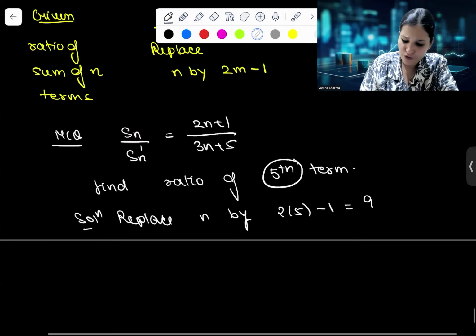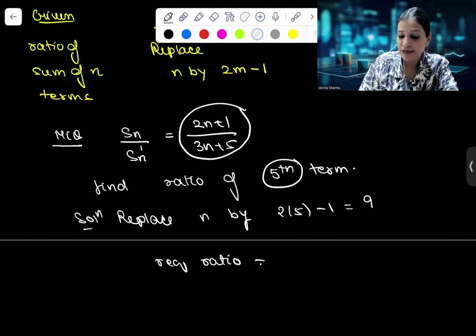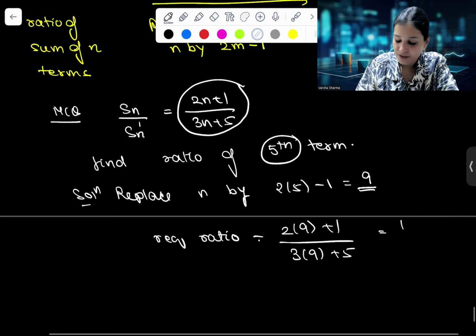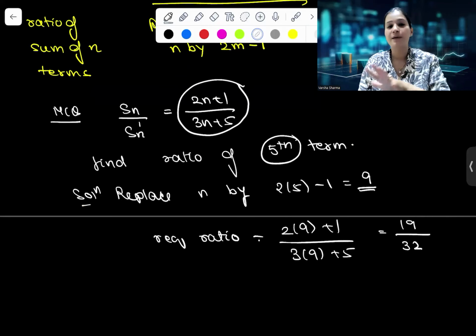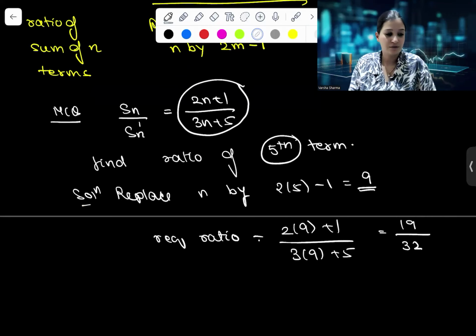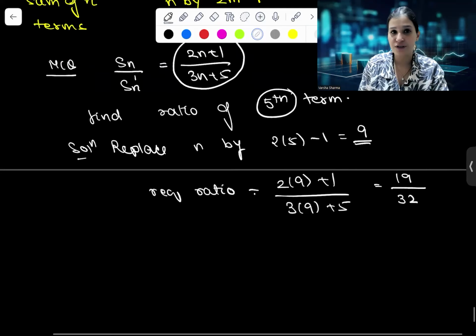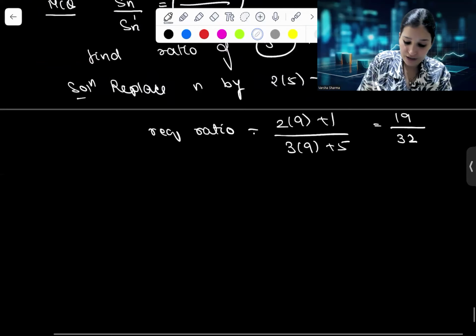So if it is MCQ, we don't need to do anything. The required ratio will be, in whatever was presented to us, replace n by 9. So 2 into 9 plus 1 divided by 3 into 9 plus 5. So answer, 9 2 is 18 plus 1, 19. 9 3 is 27 plus 5, 32. That's my answer and we are done. I hope everybody understood this. Yes, ma'am.